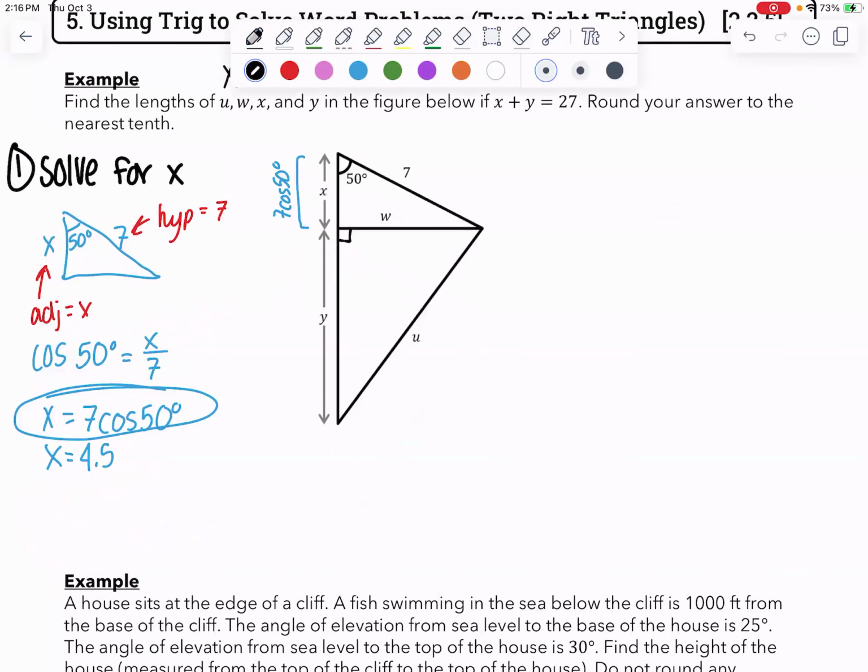Okay. We now have enough information to solve for W. We can do that using trig, or we can use the Pythagorean theorem. The thing we have to be careful of with the Pythagorean theorem is we have to use exact values. So I'm going to show both ways. I'm going to show using trig, and I'm going to show using the Pythagorean theorem.